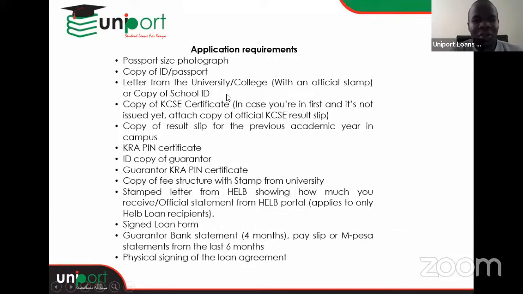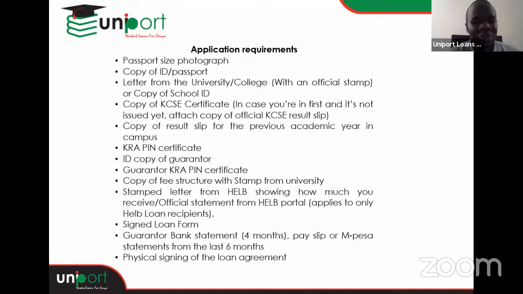Now, so we continue. We'll need those documents, a copy of your KCSE certificate. In case you are in your first year and you have not received this document, we'll ask you to provide a copy of an official KCSE result slip. We will also like you to provide a result slip. This is for students who are in their second, third, and fourth years and above, to provide transcripts or result slips from their previous academic year in campus, university or college.